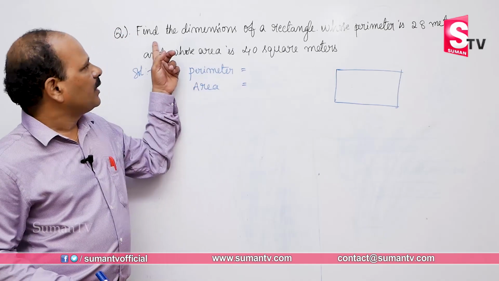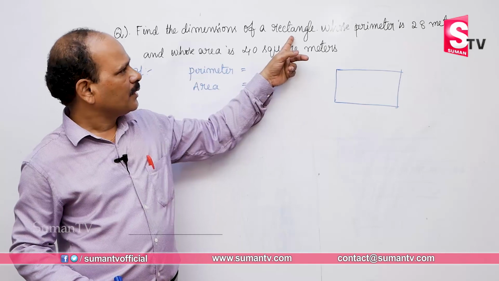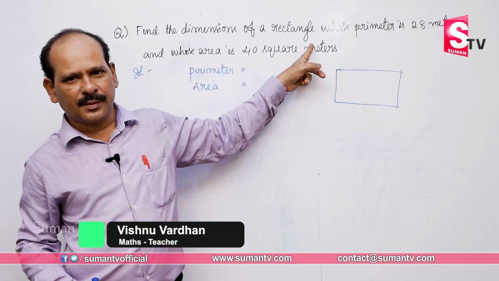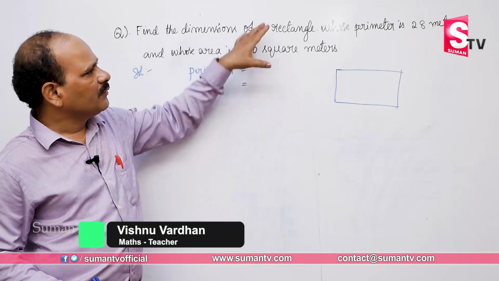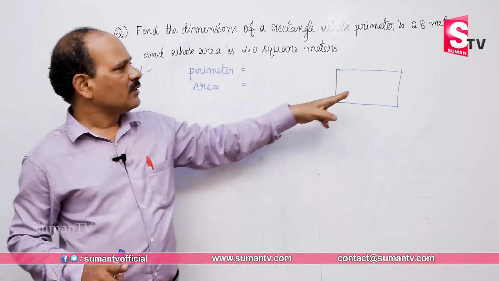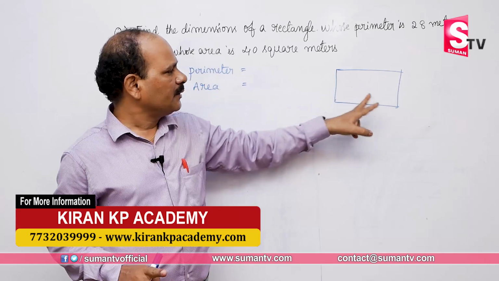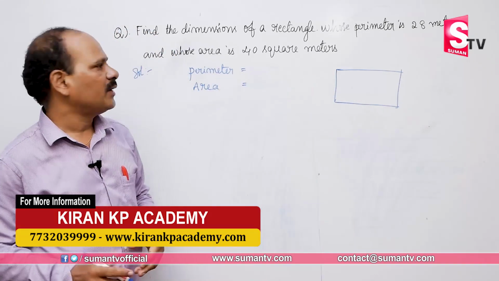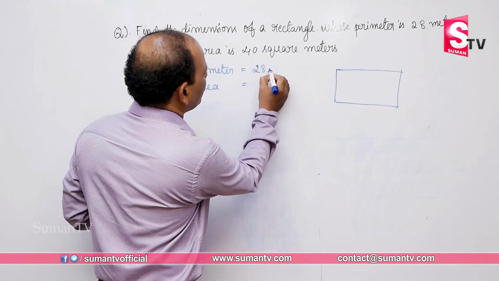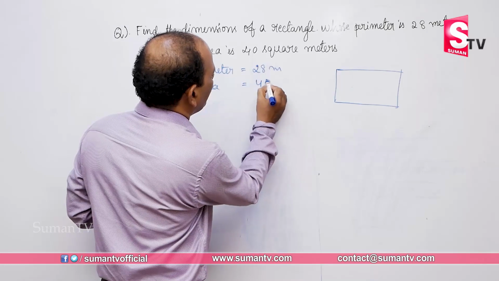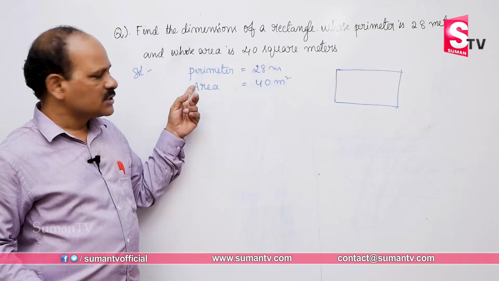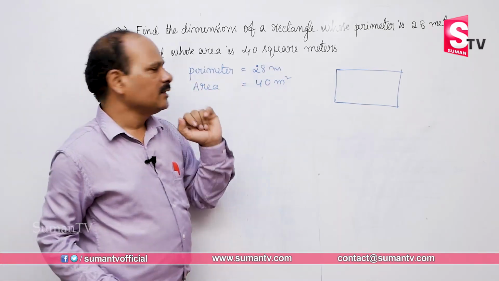Look here. Find the dimensions of a rectangle whose perimeter is 28 meters and whose area is 40 square meters. In this problem, he has given the perimeter as well as the area. He is asking for the length and breadth of the rectangle. Length and breadth we have to find out. Perimeter is given as 28 meters. Area is given as 40 square meters. Now, based on these two, we have to find the length and breadth.